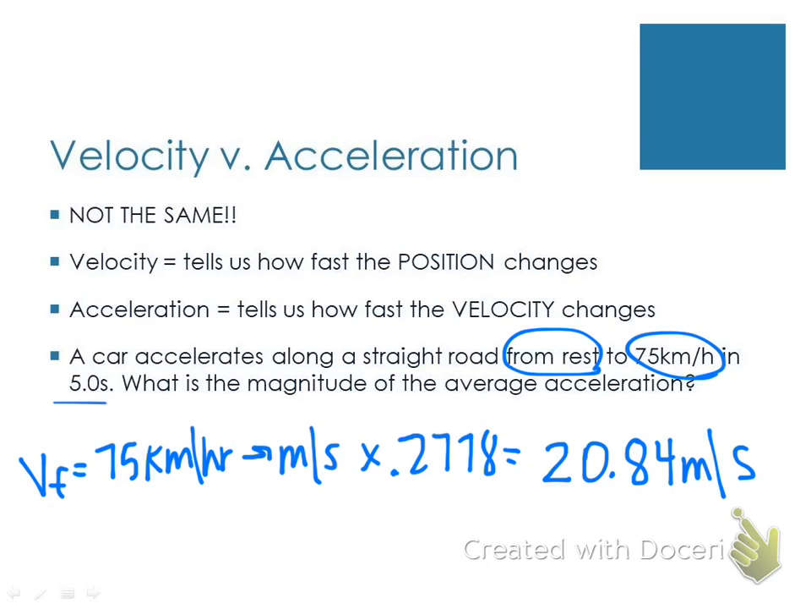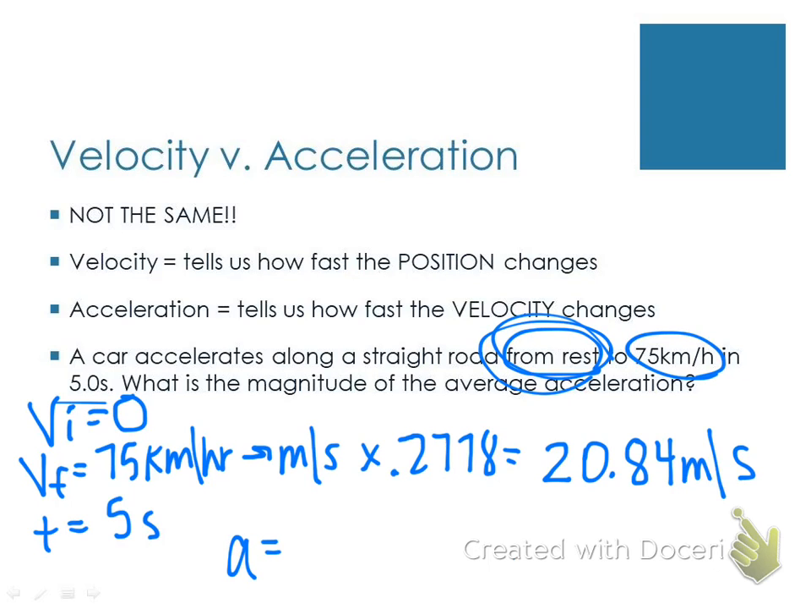That's using the shortcut conversion. Our initial velocity was what? 0. Good, because it tells us from rest. That's important. And then our time is equal to 5 seconds. The reason we had to do that conversion is because if we set up our acceleration equation with kilometers per hour and seconds, our units for acceleration would not be meters per second squared. It would be kilometers per hour per second, and that's no good. That's not what we want.